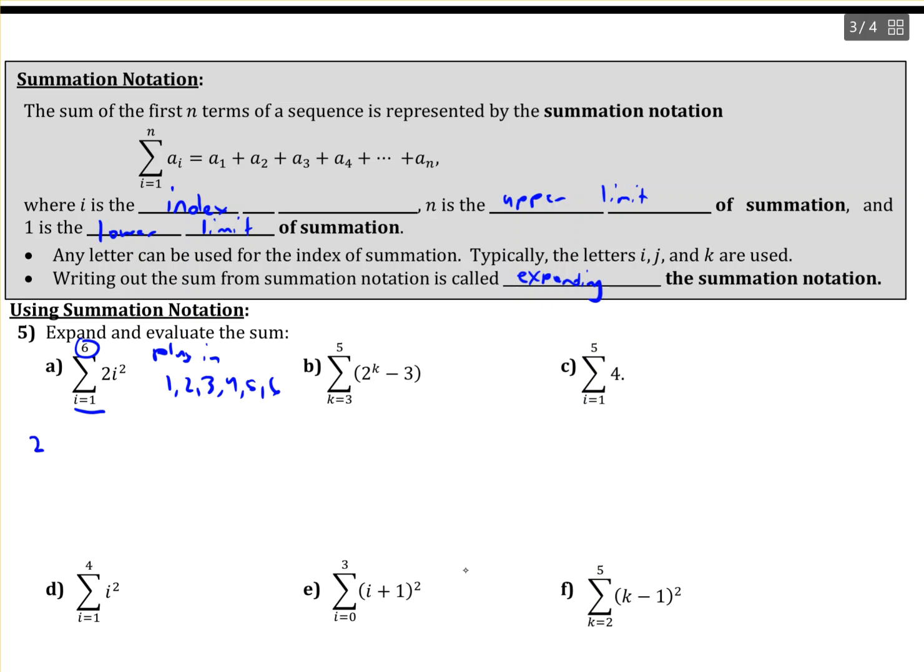So I'm going to have 2 times 1 squared plus 2 times 2 squared plus 2 times 3 squared plus 2 times 4 squared plus 2 times 5 squared plus 2 times 6 squared. To make it easier, these all have a 2, so I could just, you do it however you want, but I'm going to do 1 plus 4 is 5, plus 9 is 14, plus 16 is 30, 55, 91. So I get 91 times 2, 182, I believe is my answer.